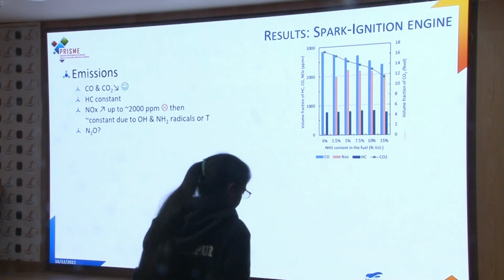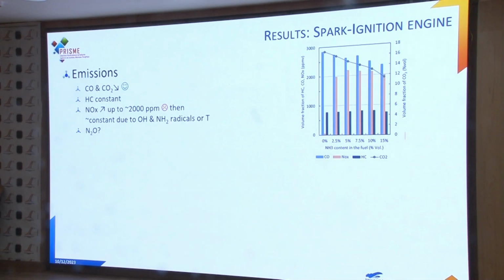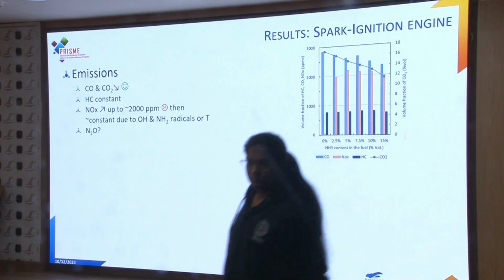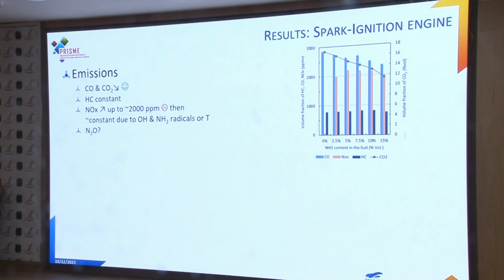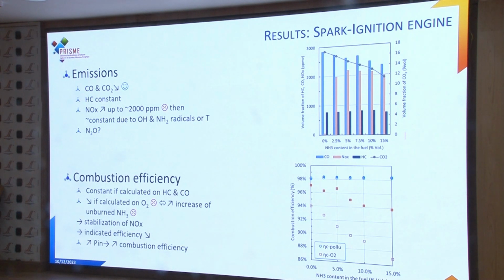and it seems to be related to the concentration of radicals in the mixture and maybe to the temperature. We do not have any information about N2O here because our gas analyzer was not able to measure it, so this should be investigated in a future study. If we look at the combustion efficiency, if we calculate it based only on HC and CO, we can see that it is constant. But in order to consider the possible unburned ammonia in the mixture, we had to rely on a combustion efficiency calculated on the oxygen content.